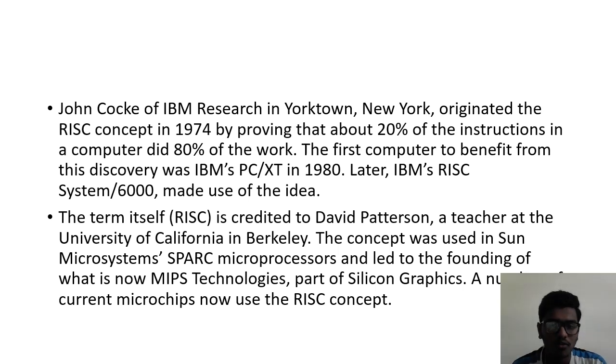John Cocke of IBM Research in Yorktown, New York originated the RISC concept in 1974 by proving that about 20% of instructions in a computer did 80% of the work. The first computer to benefit from the discovery was IBM's PC/XT in 1980. Later, IBM's RISC System/6000 made use of this idea.